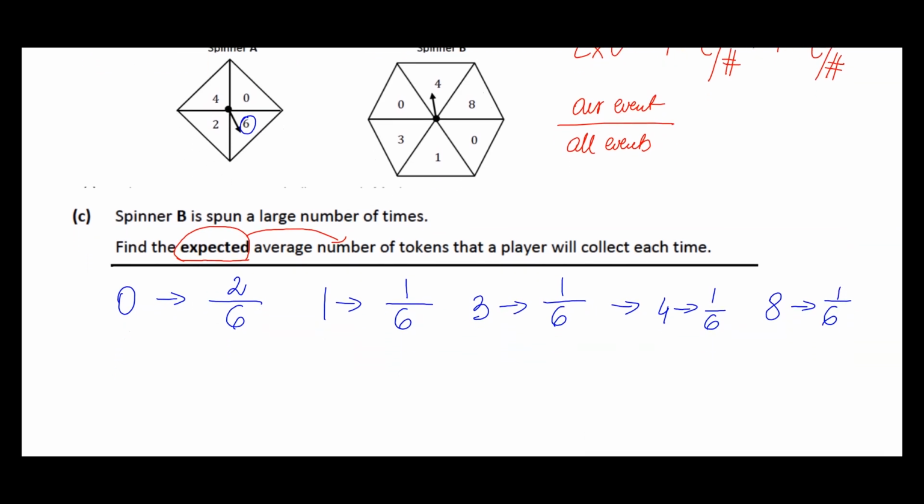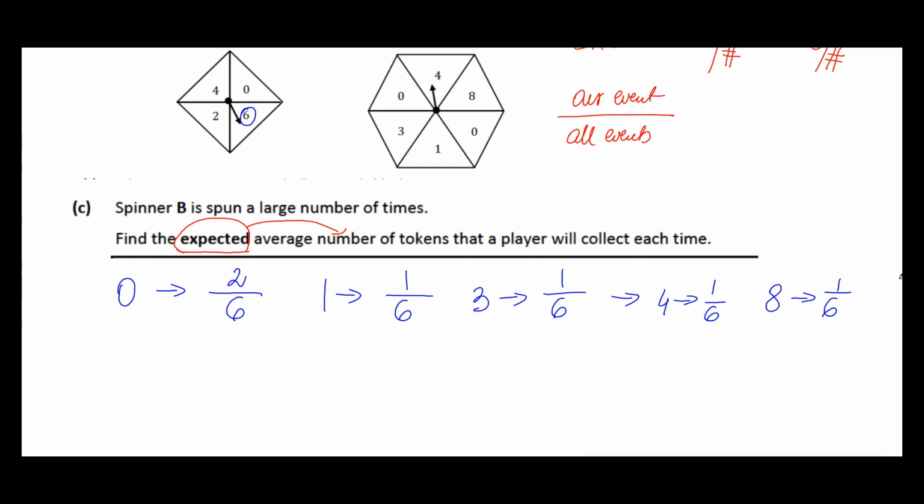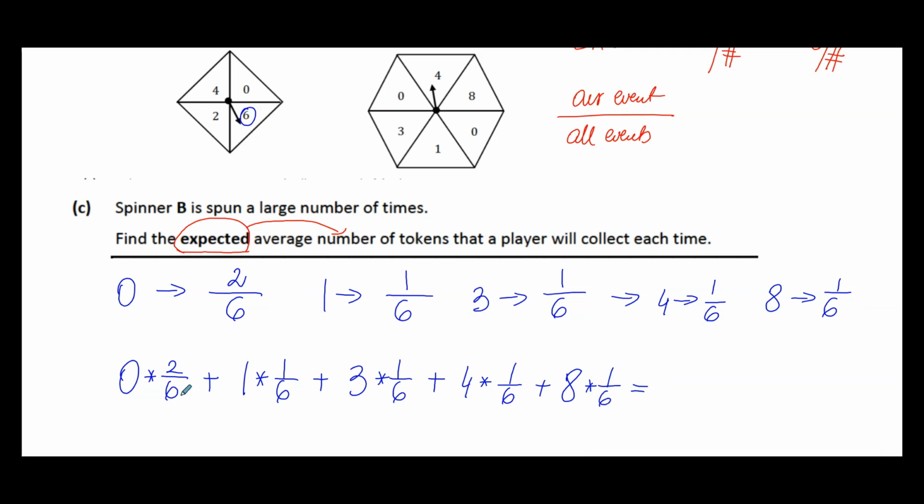So now that we assign probability to each number, we can calculate expected value. So 0 multiplied by 2 over 6 plus 1 multiplied by 1 over 6 plus 3 multiplied by 1 over 6 plus 4 multiplied by 1 over 6 plus 8 multiplied by 1 over 6. And all we have to do, put it all of that in the calculator, press equal, and we get that is 16/6, which is about 2.67 if we were to round it up.